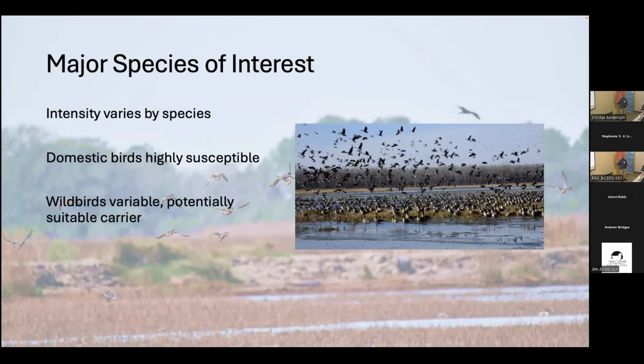Other ones are really good carriers of this pathogen. Things such as wild geese are really good carriers of this pathogen. We don't test for them as much, but they don't get as sick, and they can carry it all throughout their entire migration pathway.